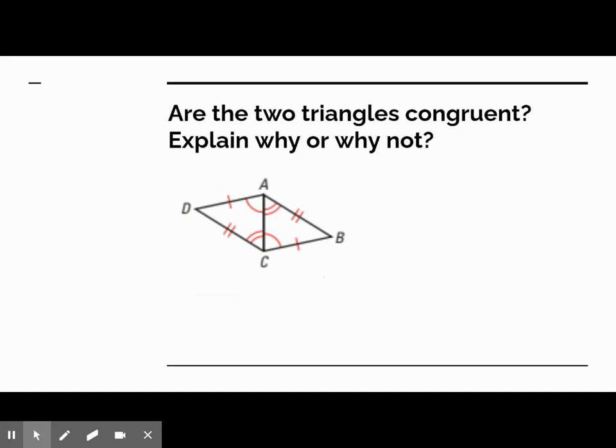Okay, here's one a little bit more complicated. Are the two triangles congruent, yes or no? If they are congruent, you have to explain why. Remember, if something's already marked congruent, you don't have to say this side is marked congruent to this side. You just have to explain how the things that aren't marked are congruent. So you'll have a little bit longer to work on this one.